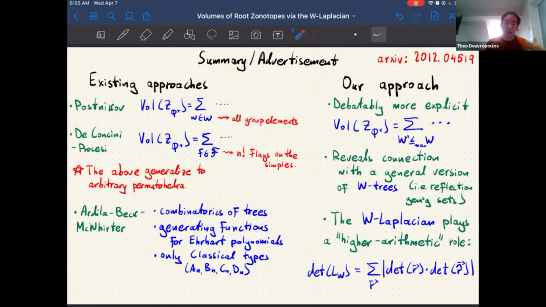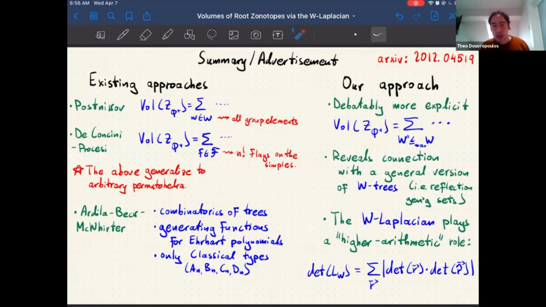And then a little bit closer to the way that we're thinking about things is the relatively recent project of Ardila, Beck, and McWhirter, and many other co-authors. All of these involve giving generating functions for the Ehrhart polynomials, but they're efficient only in the combinatorial types. Somehow, when they think about the combinatorics of trees, they calculate the connection indices of groups, but they don't use this terminology. And in our case, the result unifies and touches the exceptional groups as well.